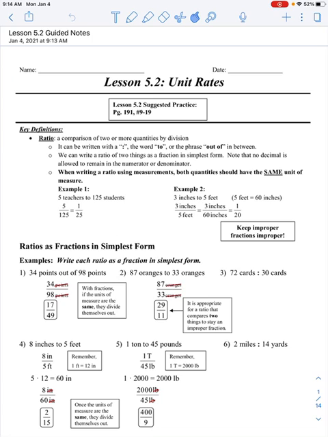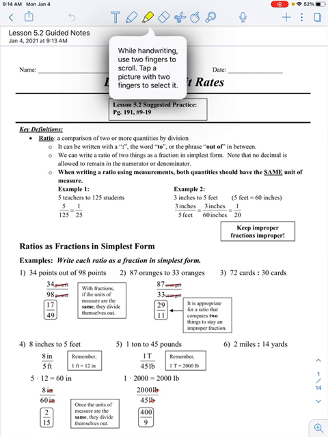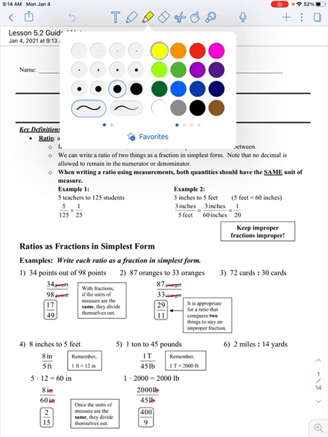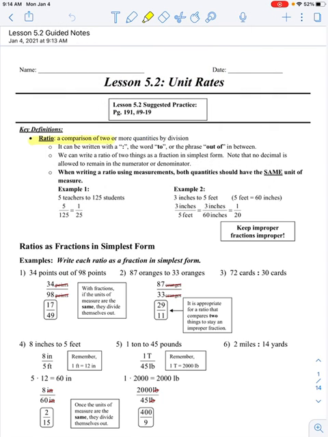All right, we're going to start chapter 5, and our first lesson is lesson 2 on unit rates. Now, before we get into rates, we're going to talk about ratios. And you can see here that a ratio is a comparison of two or more quantities by division.